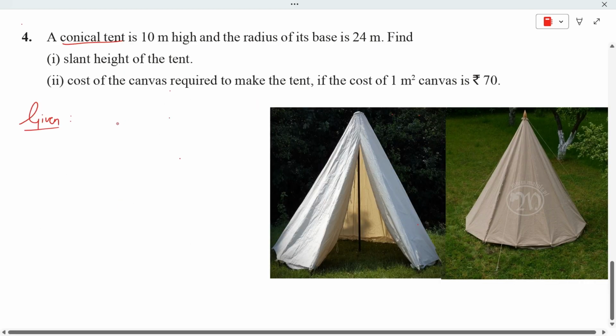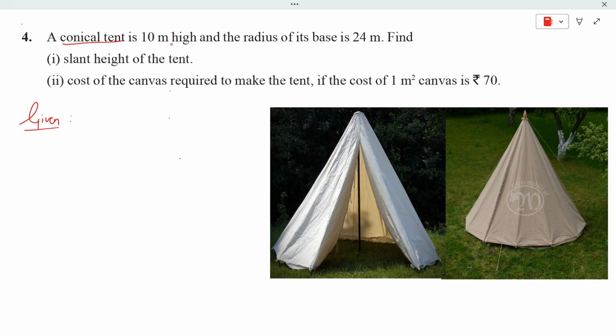Let's see one real life application problem. A conical tent is 10 meter high. So what is given? Height of a conical tent is 10 meter and the radius is 24 meter. So I'm going to specify that in the figure. So consider this is the height of a tent, and the base radius is going to be 24 meter and the height is going to be 10 meter, isn't it?